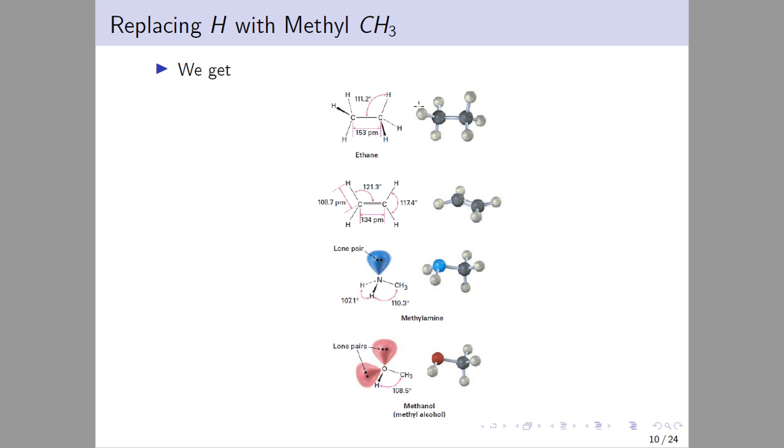So we have the direction of the atoms in the molecule. Again, in this one the C and C are a double bond, while here there is only one bond. So we have 111.2 degrees here, and with the double bond it becomes 121.3 degrees, and the length between C and C is 134 picometer.